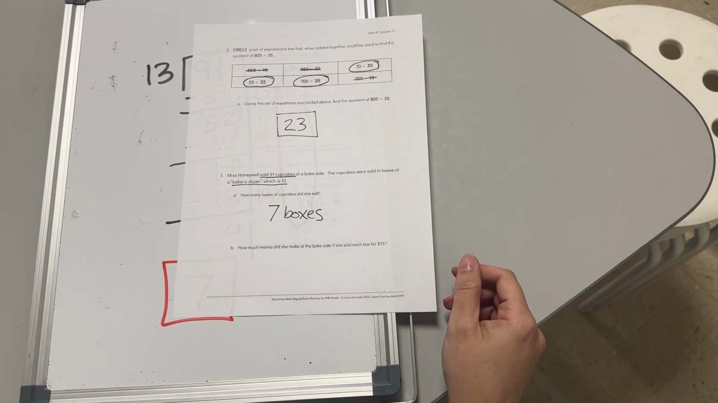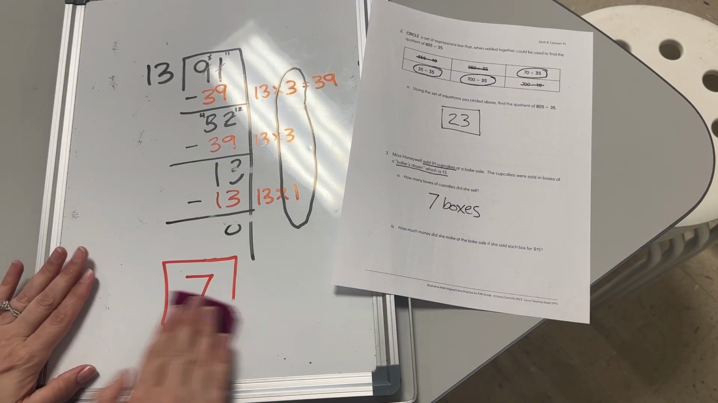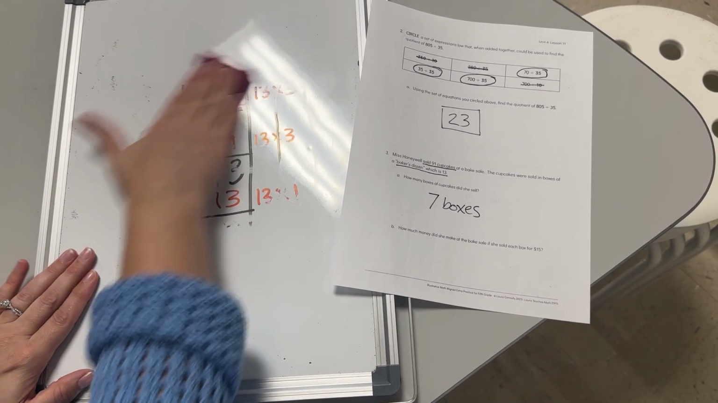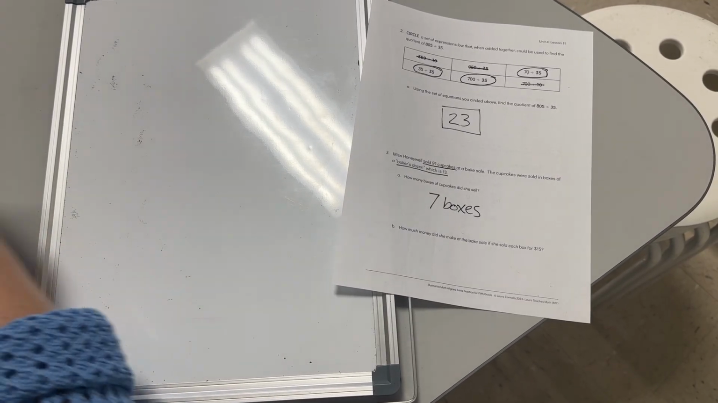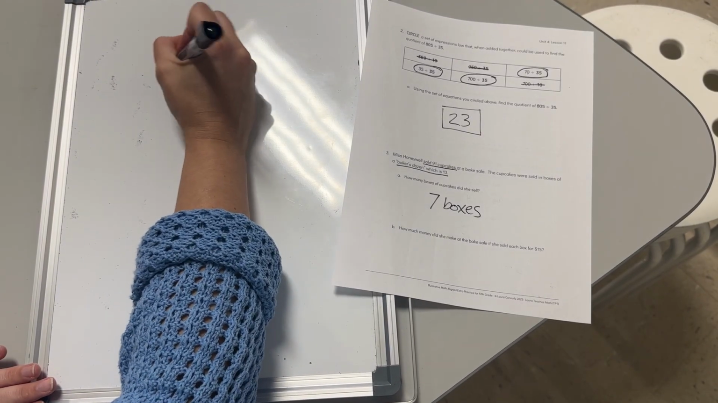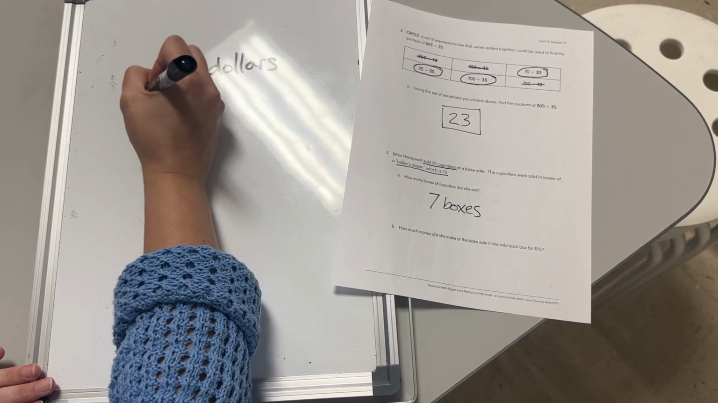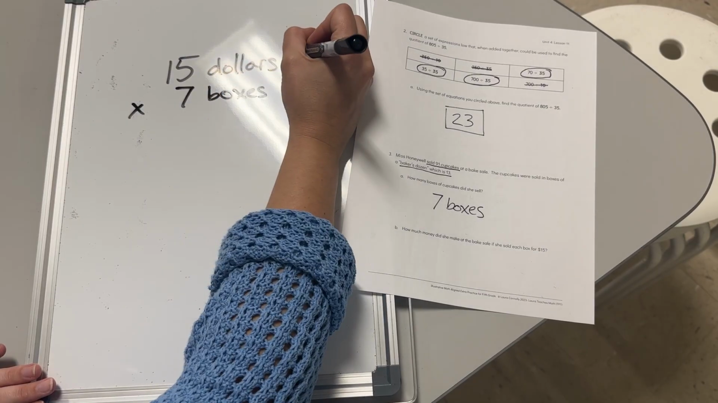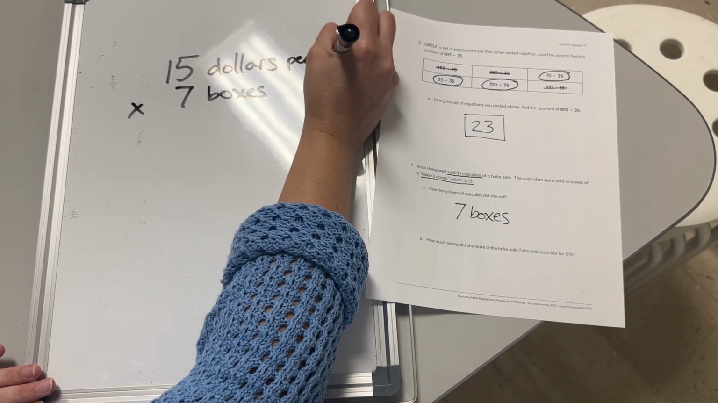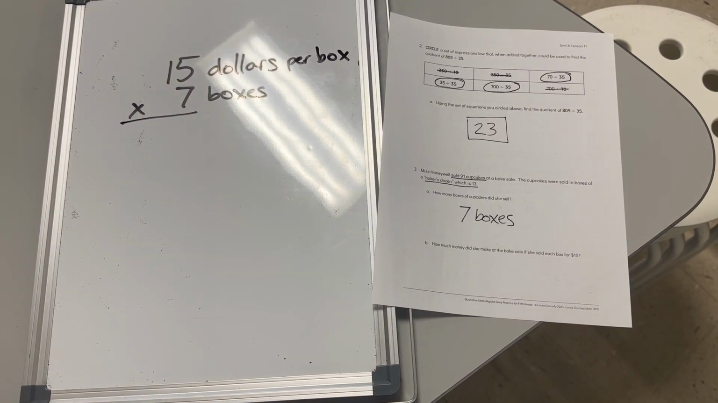The very last question says, how much money did she make at the bake sale if she sold each box for $15? So she sold 7 boxes. She sold all 7 of them for $15 a piece. So I'm going to take the $15. I'm going to multiply by 7 boxes. And this is dollars per box, if I want to be specific. And I'm just going to multiply.